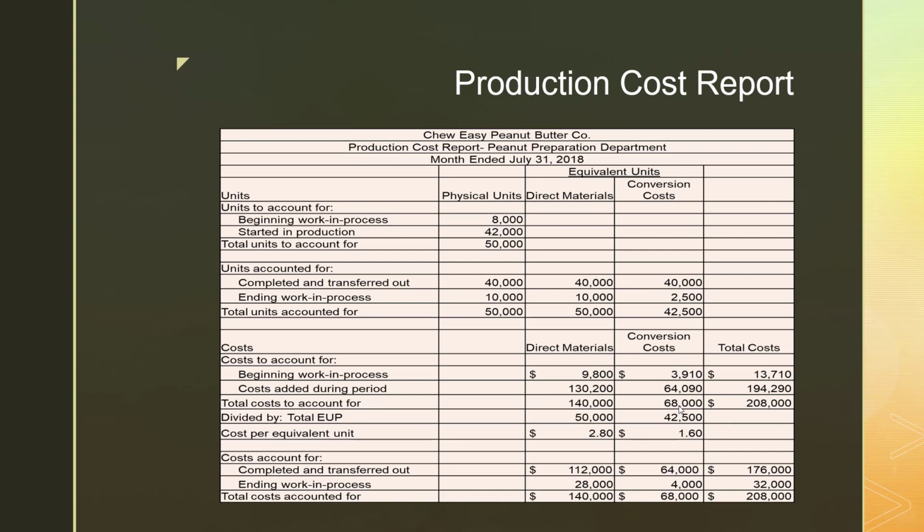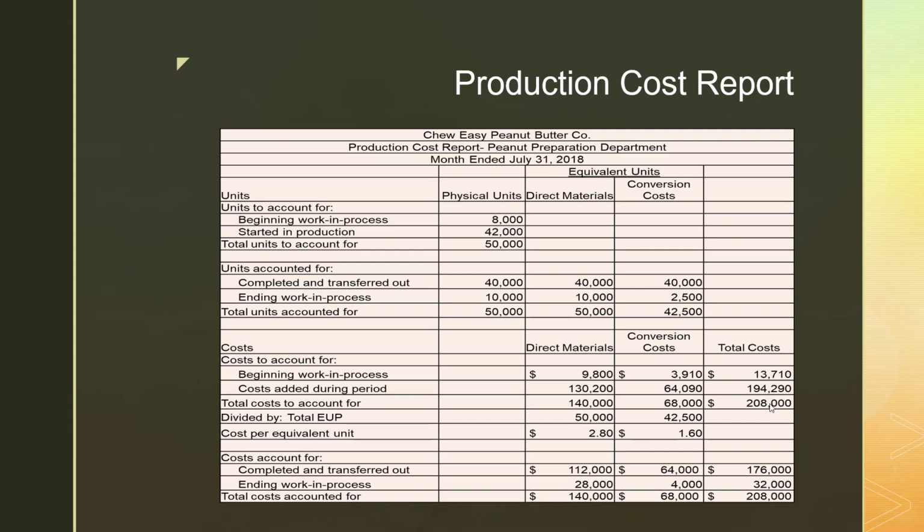I've chosen for you guys to bunch them into one column to make this briefer and shorter. You're still going to come up with the same number in the end. And once you know how much material cost and how much conversion cost that you have for that particular department, you know how much total cost you have to account for.